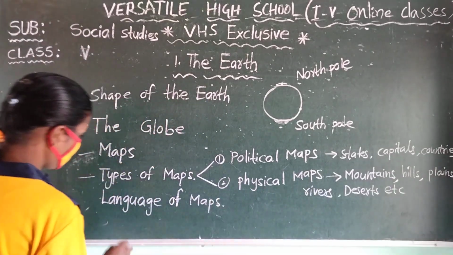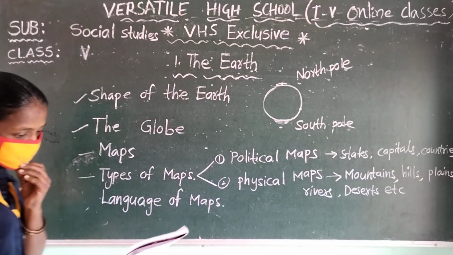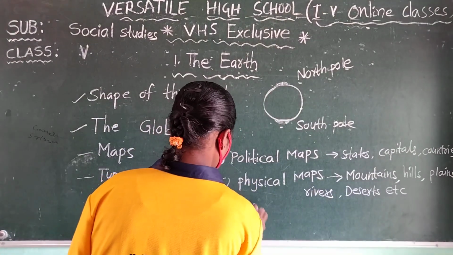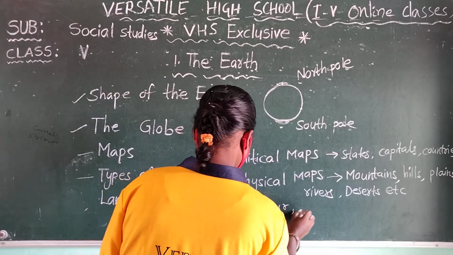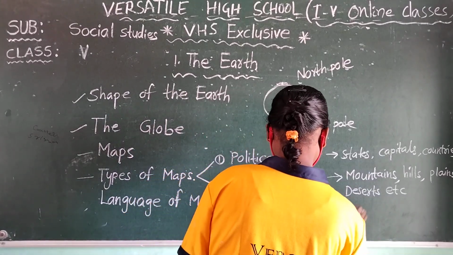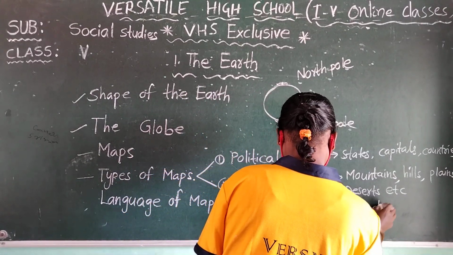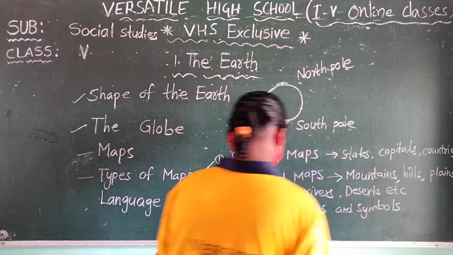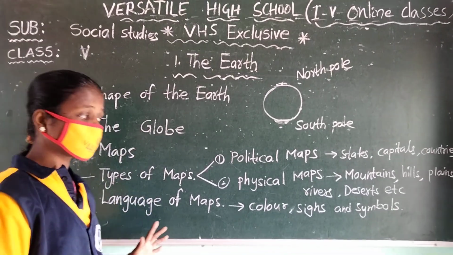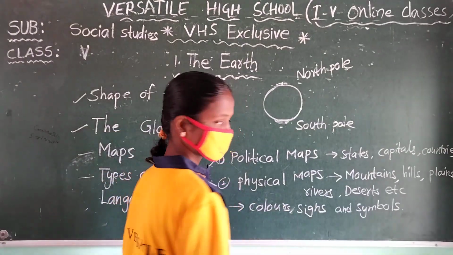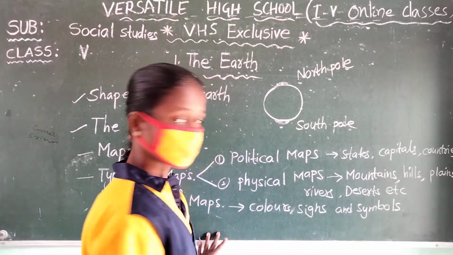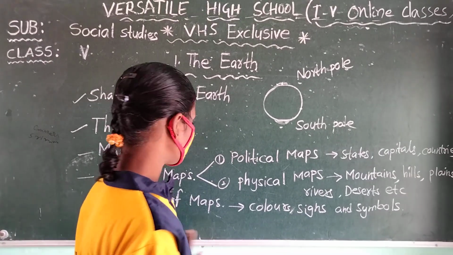Now we are going to the language of maps. You know the language of maps? The language of maps is shown with colors, signs, symbols. So what is the language of a map? Here the language of a map means colors. So here water bodies, where is the water? You observe the map. Then we can understand the language of maps.